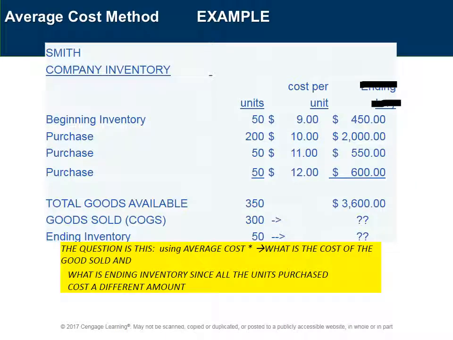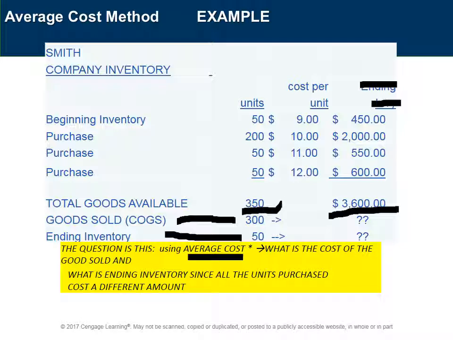In this scenario, we're going to use average cost. What is the average cost of 1 unit, and from there we'll calculate it to determine cost of goods sold and ending inventory. I hope you'll pause the video and try to work this problem yourself. Again, we paid $3,600 for 350 units available. It's a simple division to find out our average cost. Then we multiply this, we multiply this, and we can find out the answers to these two questions.